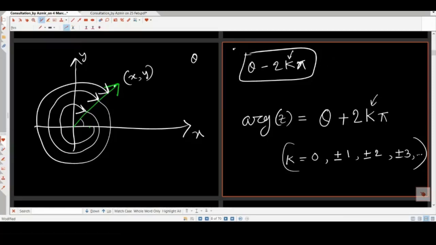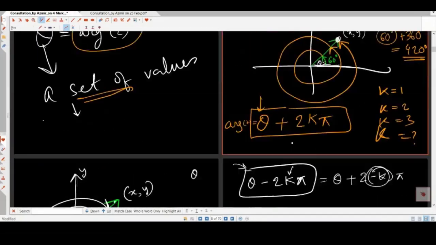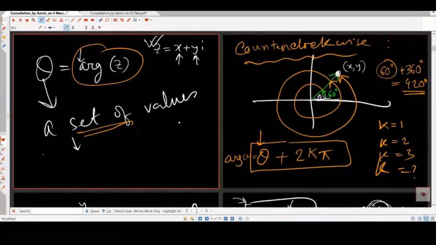So that means for clockwise rotation, we have this formula that can be thought of this way. That is, subtraction is one kind of addition. So 2 negative k pi. So that means k can be positive, k can be negative. So that's why we have written argument of z that is equal to theta plus 2k pi. Try to understand that the argument we always see is not unique.